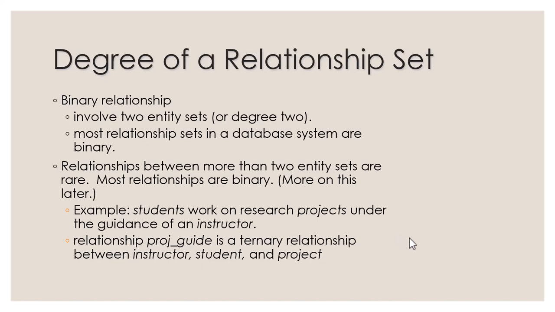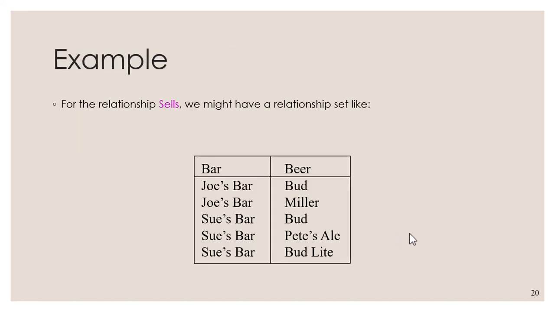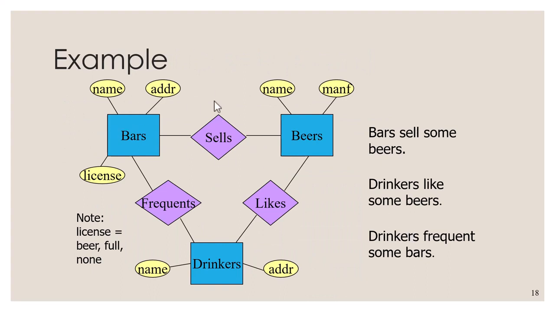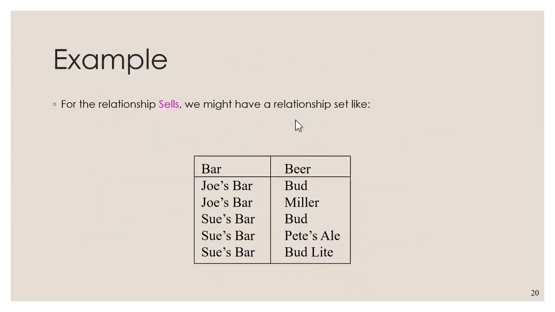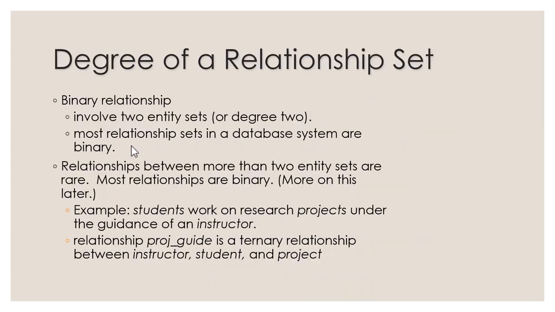A lot of times these relationships will be binary, meaning, as you saw here, this relationship is binary because it's connected to exactly two different entities, and usually that's the case. But sometimes you will have relationships between more than two entities that are not binary. Students work on a research project under the guidance of an instructor. So the relationship project guide is a ternary involving three different entities: instructor, student, and project.